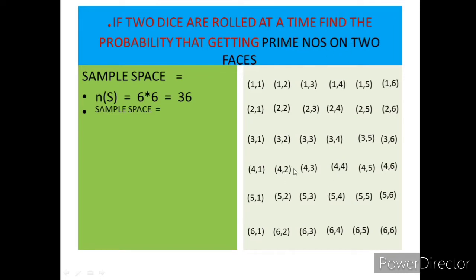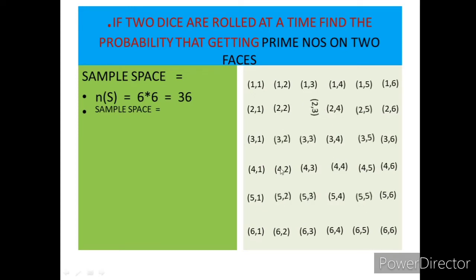For example, take 4 comma 2. Here 4 is not a prime, 2 is a prime, but we have a prime number on only one face. You cannot find a prime number on the second face. Our event demands prime numbers on two faces, so it is not suitable for us. Therefore, can you identify which are the suitable outcomes for our required event, prime numbers on two faces? Can you identify?